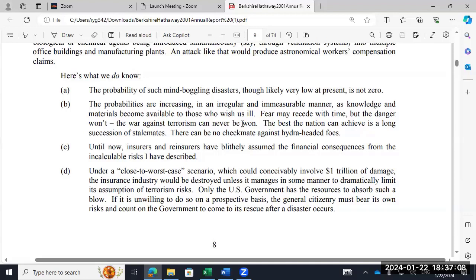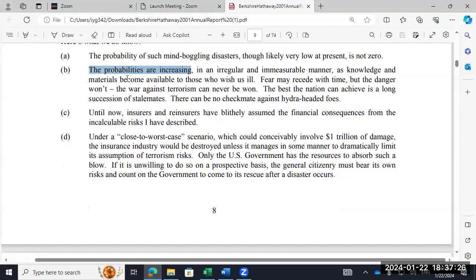So terrorism, what he's talking about. The problem is time. Over time, we'll get more complacent. And over time, the enemies can wait 10 years, 20 years, so it's kind of scary. I don't know how he knows the probabilities are increasing, other than probably just the exposure of time.